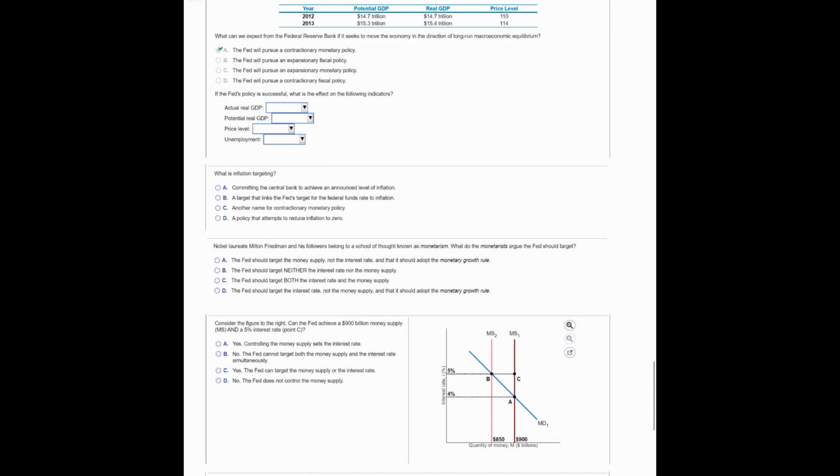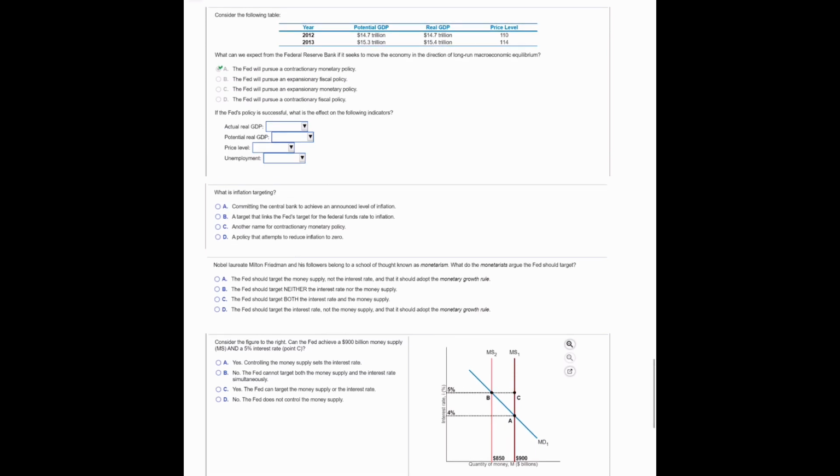Actually, we'll go to the second one here. If it seeks to move the economy in the direction of long-run macroeconomic equilibrium, so if they're going to move from where potential GDP and real GDP are not equal to closer to equal, how are they going to achieve this? And they're going to do contractionary policy, right? Because when real GDP is out of equilibrium, they want to move toward equilibrium. So how do they get there?